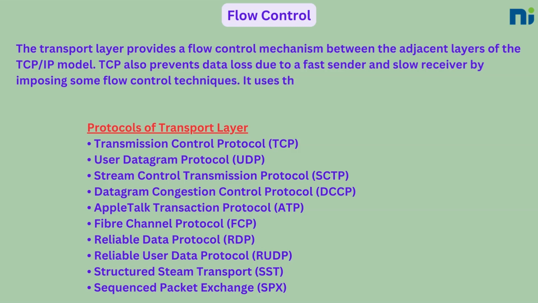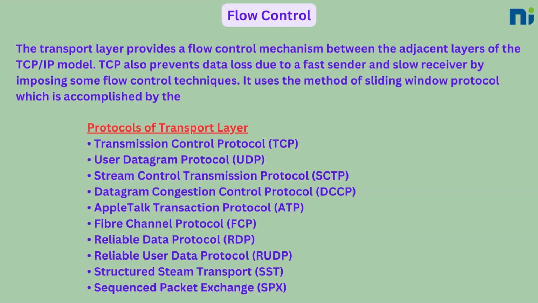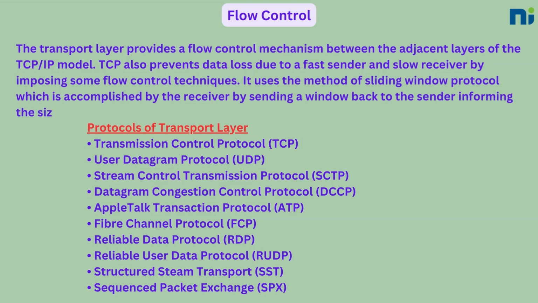Protocols of transport layer. Transmission Control Protocol, TCP. User Datagram Protocol, UDP. Stream Control Transmission Protocol, SCTP. Datagram Congestion Control Protocol, DCCP. AppleTalk Transaction Protocol, ATP. Fibre Channel Protocol, FCP. Reliable Data Protocol, RDP. Reliable User Datagram Protocol, RUDP. Structured Stream Transport, SST. Sequenced Packet Exchange, SPX.